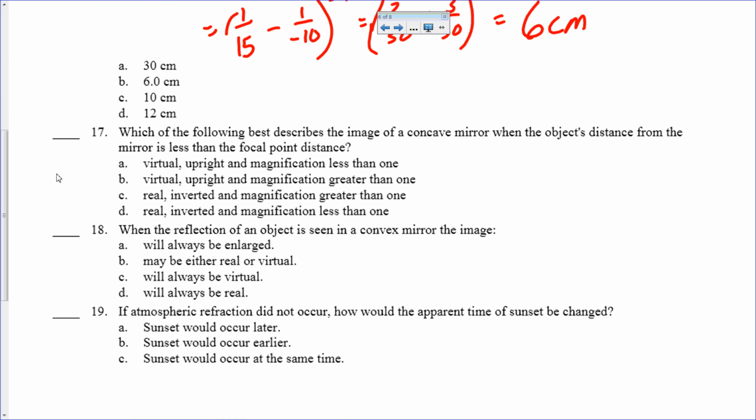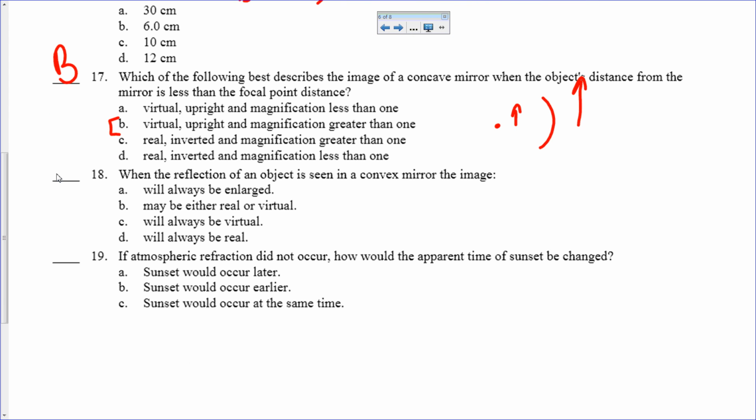For 17: which of the following best describes the image of a concave mirror when the object's distance from the mirror is less than the focal point distance? So remember, this is a concave mirror. This is your object right here. It's virtual. If you recall from class, this is like a makeup mirror held up very close. It's virtual, upright, and bigger. Virtual, upright, and magnification greater than 1. That's B.